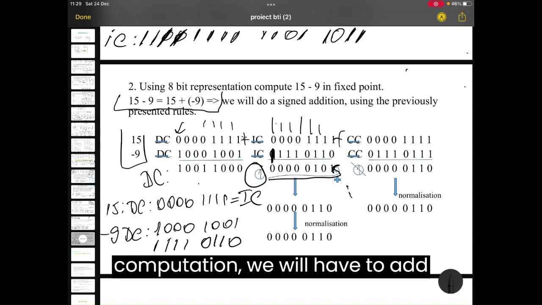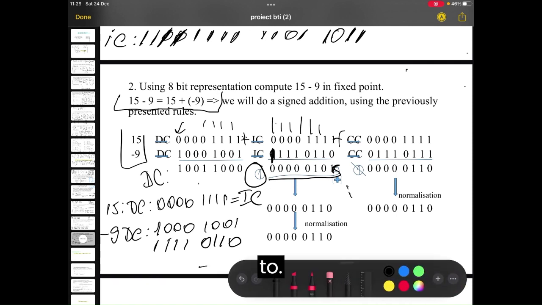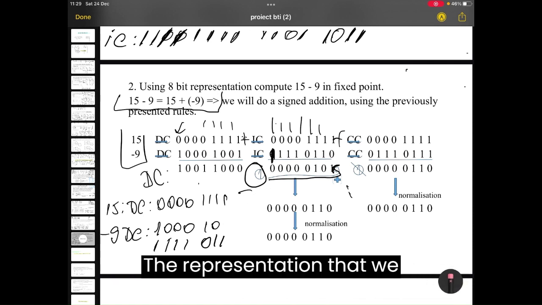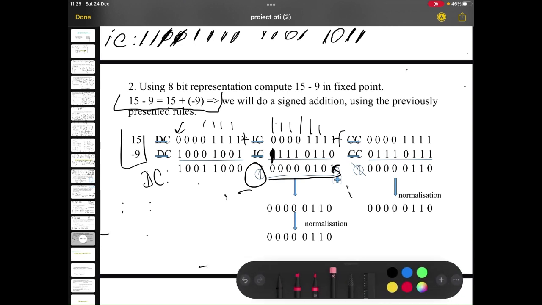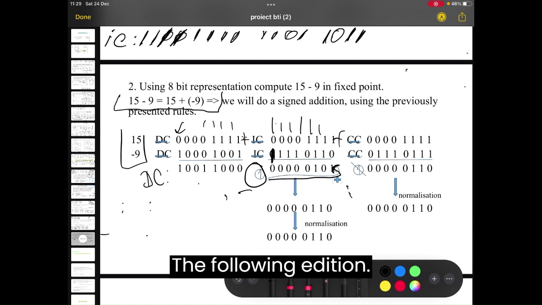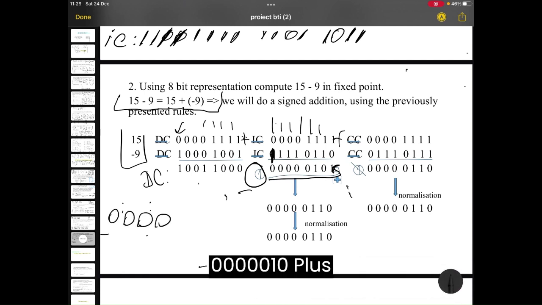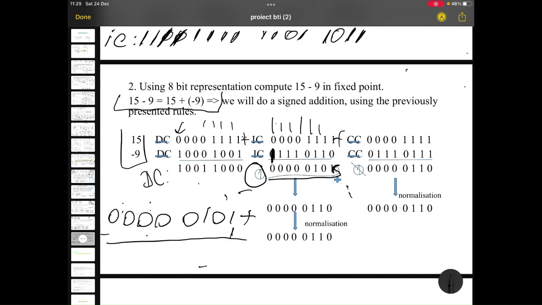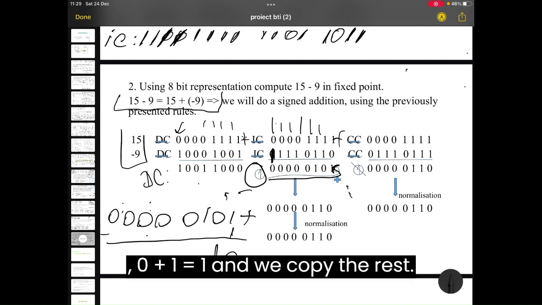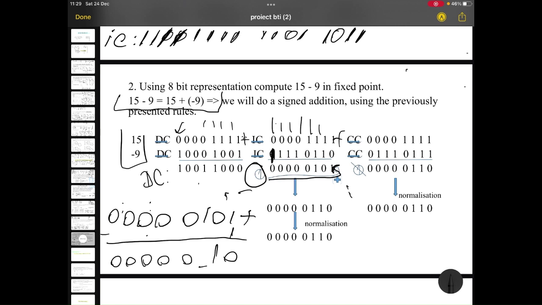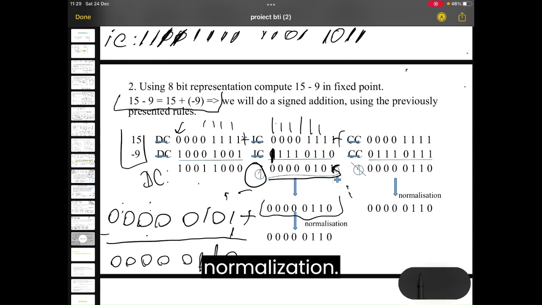which, in order to find out the inverse code of this computation, we will have to add to the representation that we got. So we will be doing the following addition. 0, 0, 0, 0, 0, 1, 0 plus 1, which is 1 plus 1 equals 0, 1 in mind, 0 plus 1 equals 1, and we copy the rest. This one.